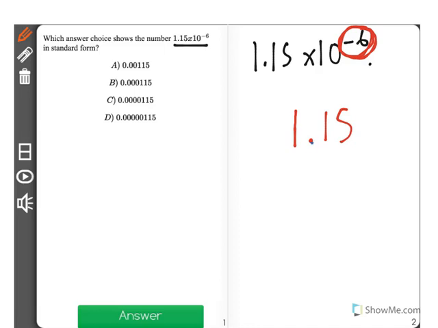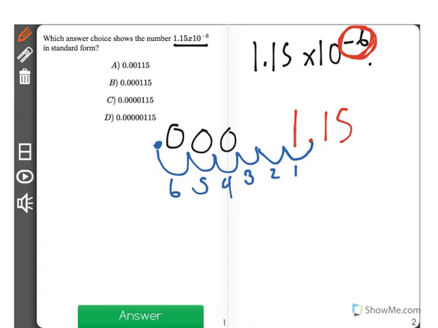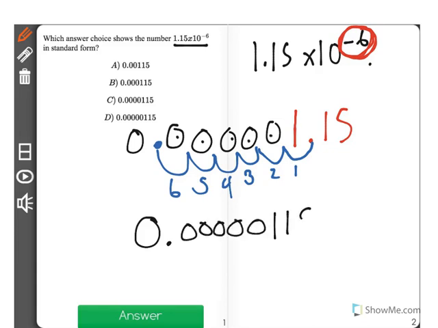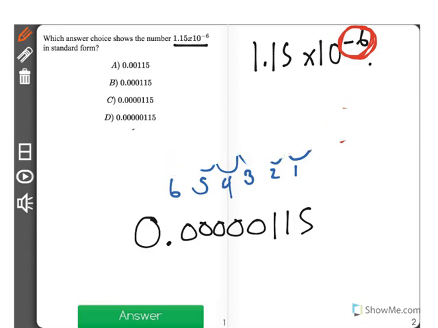So in order for the number to get smaller, the decimal point has to move this way. 1, 2, 3, 4, 5, and 6. Our decimal point will now be here. And guess what goes in all of these? Zeros, because it holds no value. So I'm looking for a number in standard form that has a 0, a decimal point, then 1, 2, 3, 4, 5 zeros, and 115.